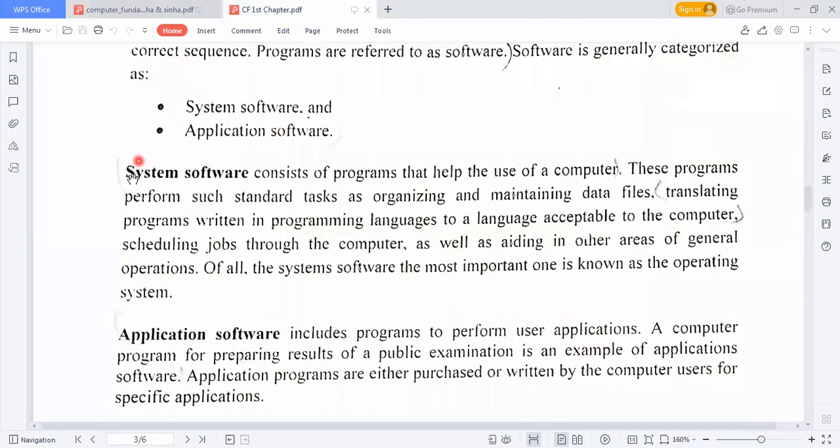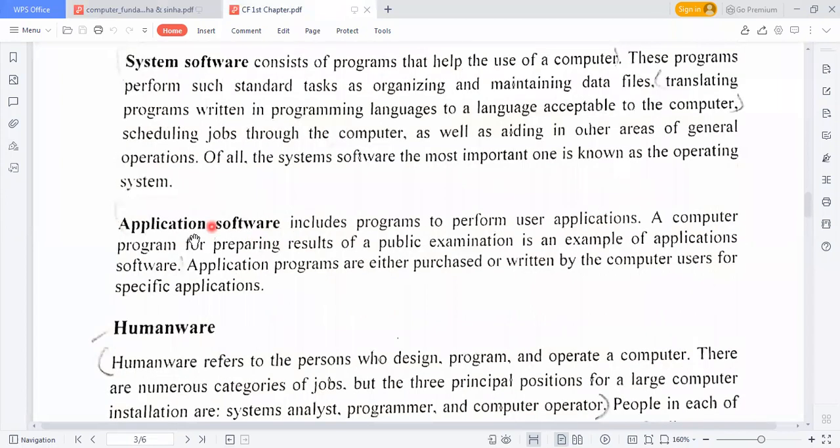System software is always connected to the main computer and controlled by the computer. This is why we cannot delete its data. And you must know about application software, which includes programs to perform user applications. That means CamScanner, Microsoft Word, or MS Excel, which we can download from outside.